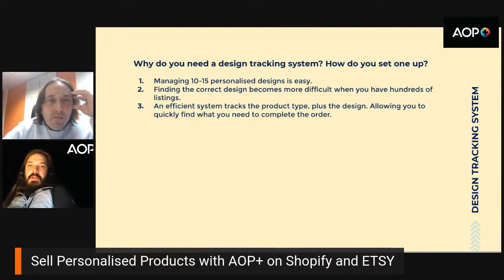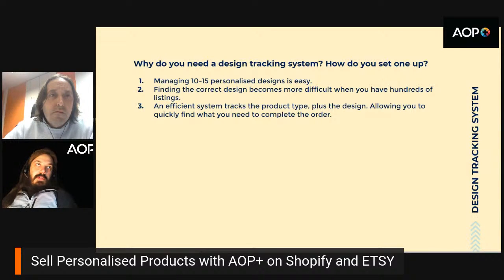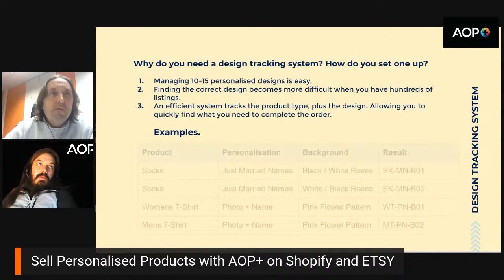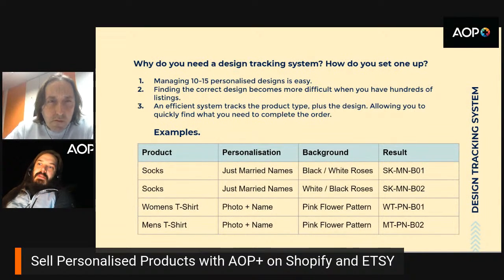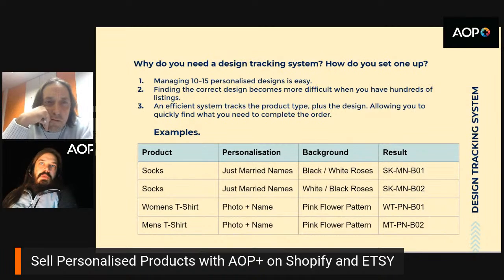It'll track your product type, the design or the type of personalization that you're going for, and then it'll allow you to quickly find the exact design or exact personalization option that you need when an order comes in. So I'm just going to go over a quick number of examples here. This is not the exact system that we use, but it is based on the system that we use.